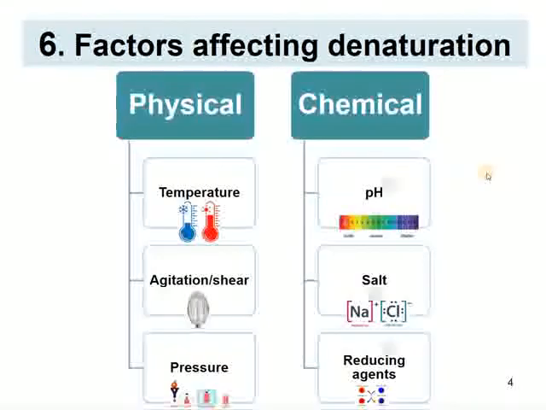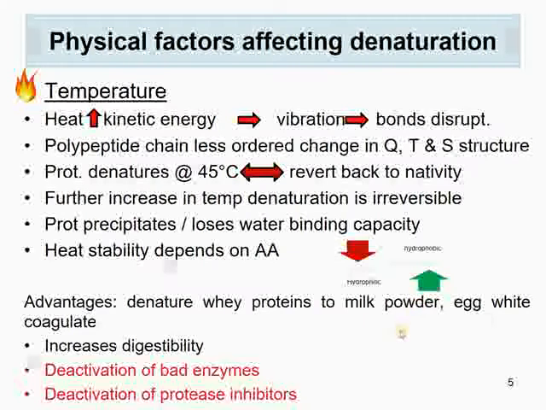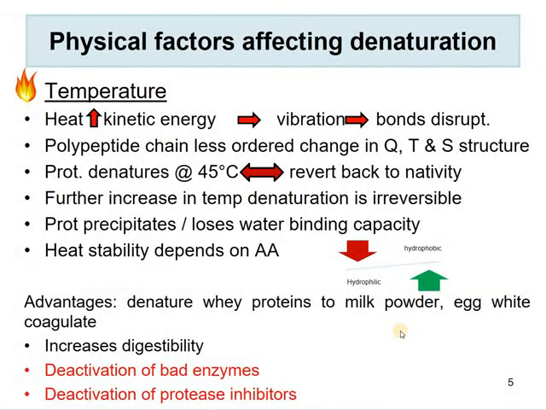Okay, so now if we talk about denaturation, then we have to also talk about what causes denaturation. Two things cause denaturation. They are either in physical form or chemical form. Physically, temperature does that, agitation does that, and pressure. And chemically, we have pH, salts, and then we also have reducing sugar. In the next sections, I'll be explaining each and every one of those factors.